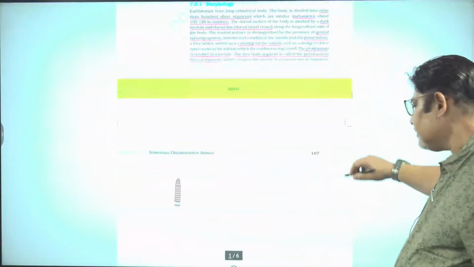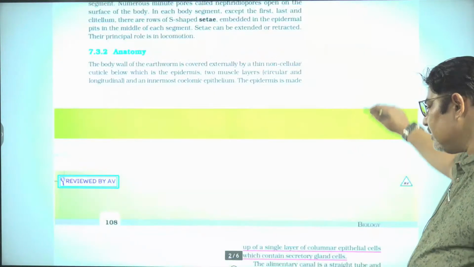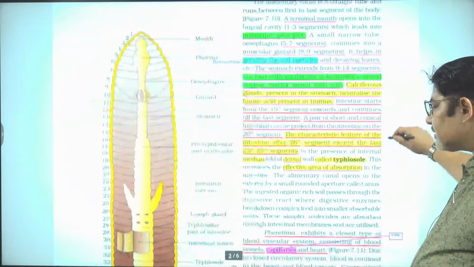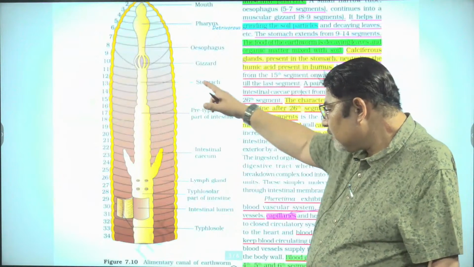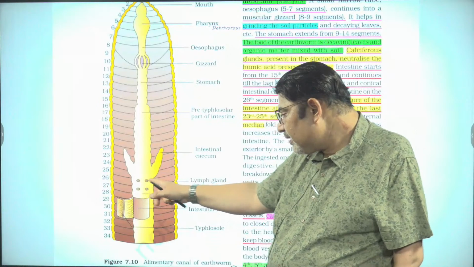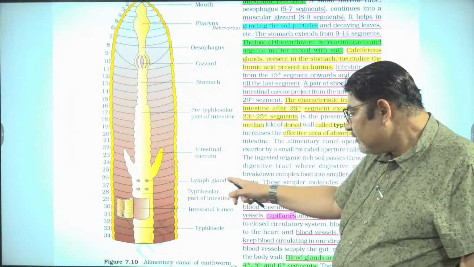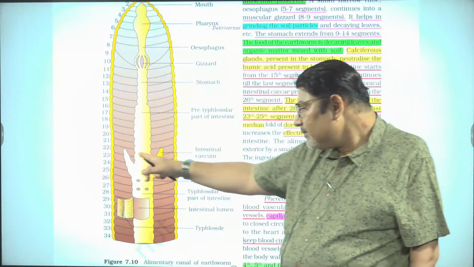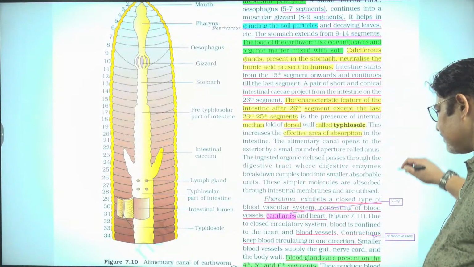This is an earthworm. We are doing the anatomy, body wall. After the body wall, we have seen the digestive system. In fact, a very good diagram of the digestive system is present here, and lymph glands are labeled here. In the examination, lymph glands can be asked. Intestinal caecum, one caecum, two caeca in the 26th segment can be seen.